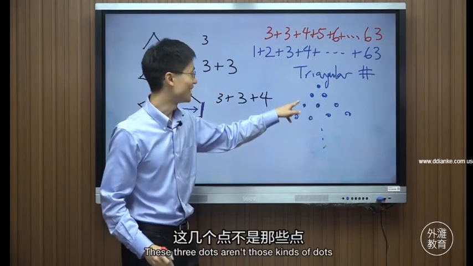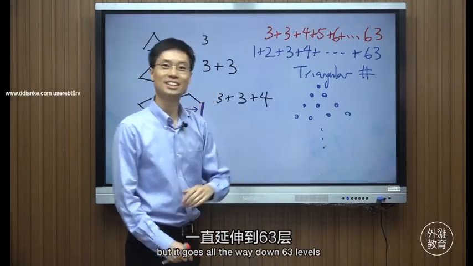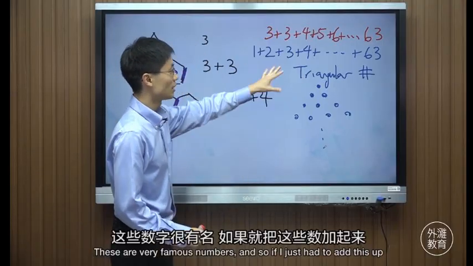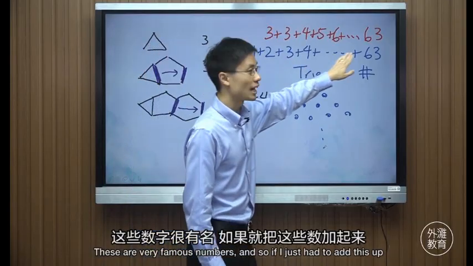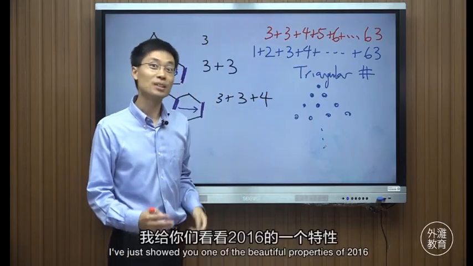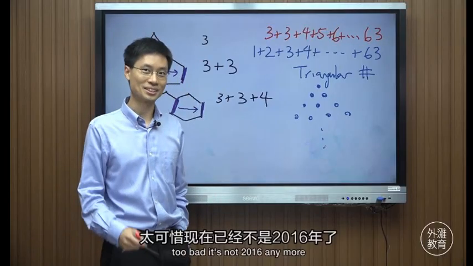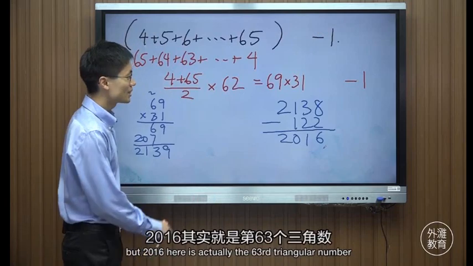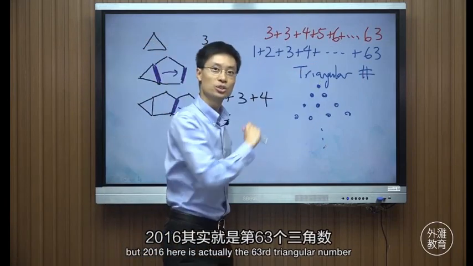These 3 dots aren't those kinds of dots. It's just a dot, dot, dot. But it goes all the way down 63 levels. These are very famous numbers. And so if I just had to add this up, I've just showed you one of the beautiful properties of 2016. It's too bad it's not 2016 anymore. But 2016 here is actually the 63rd triangular number.